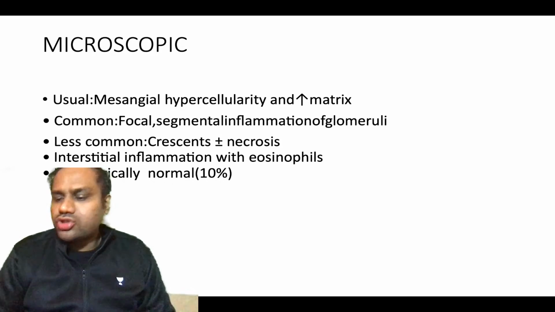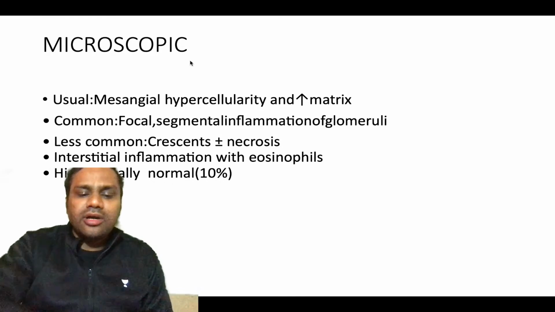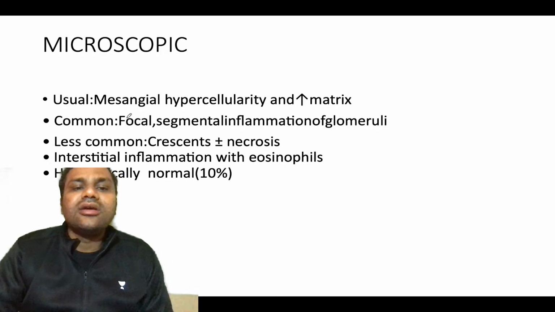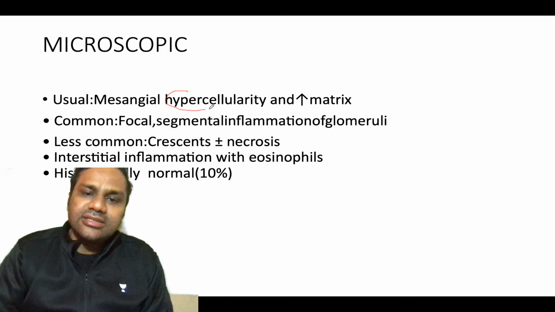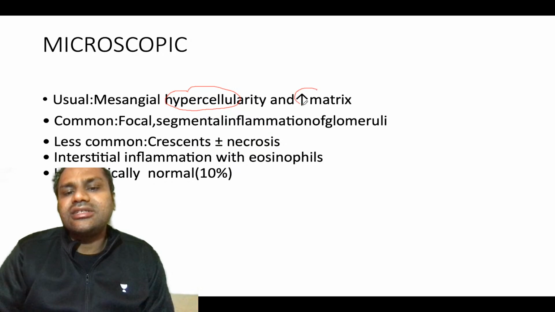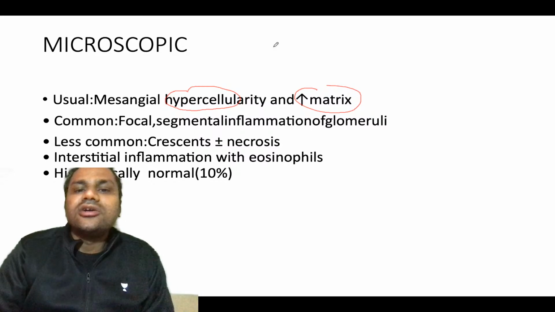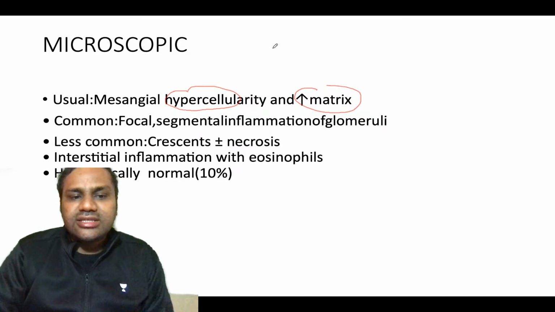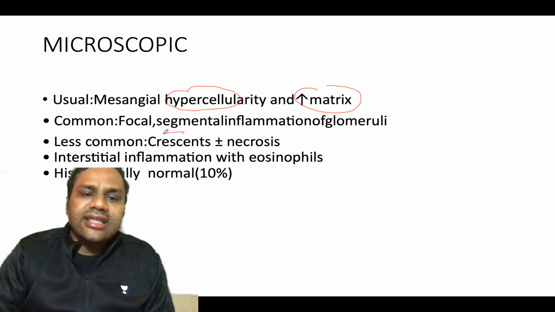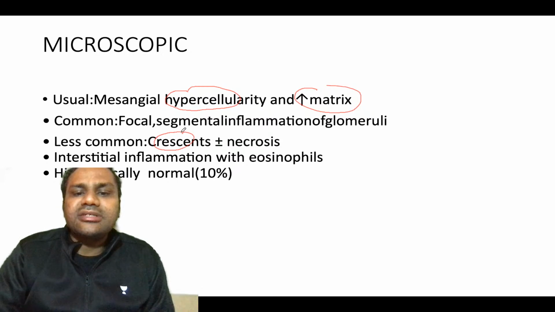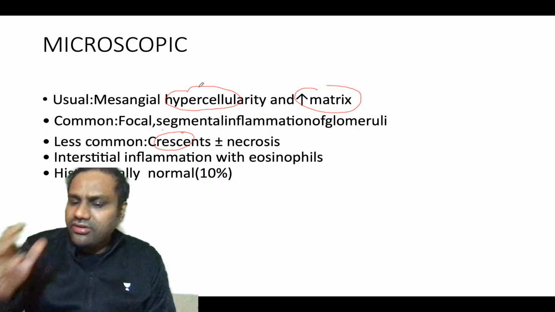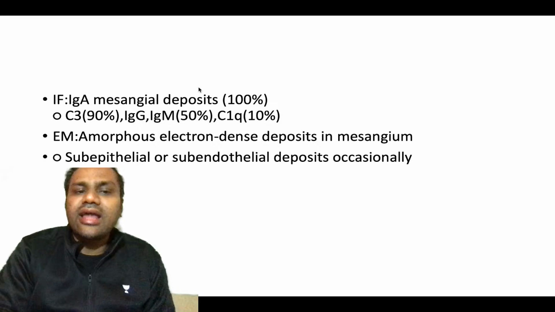So basically microscopy, when I am talking about IgA nephropathy, there will be mesangial hypercellularity in this, and obviously there will be increase in the mesangium. So IgA nephropathy is all about the mesangial region. Okay, so IF will be mesangial immunofluorescence, and crescents can be present. You can see the cellularity can be focal or segmental anyway.